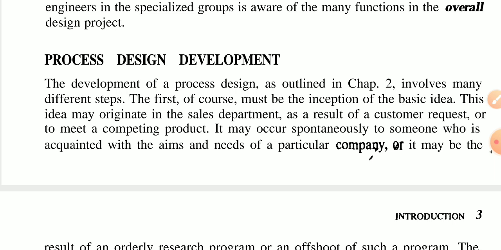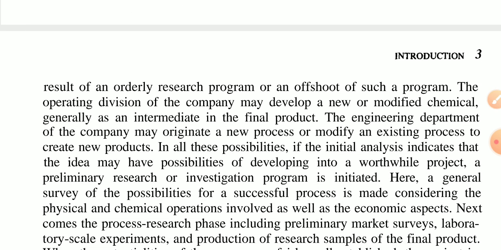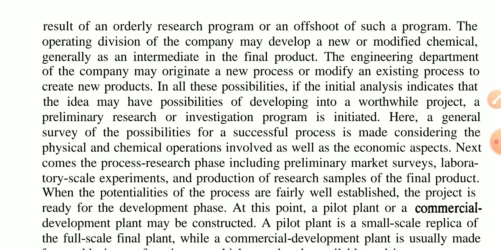It may occur spontaneously to someone who is acquainted with the aims and needs of a particular company, or it may be the result of an orderly research program or an offshoot of such a program. The operating divisions of the company may develop a new or modified chemical, generally as an intermediate in the final product. The engineering department of the company may also modify an existing process or create a new process and product in all possibilities.